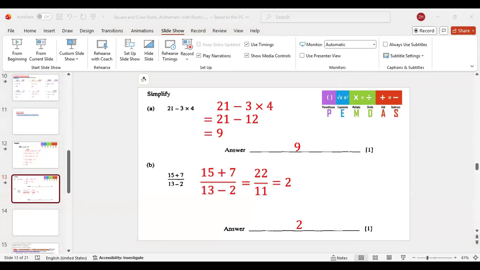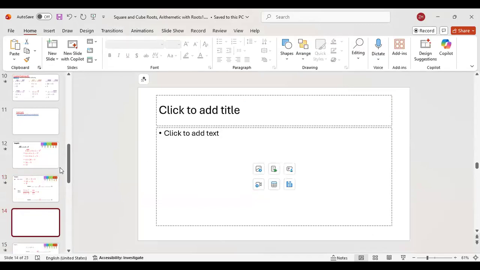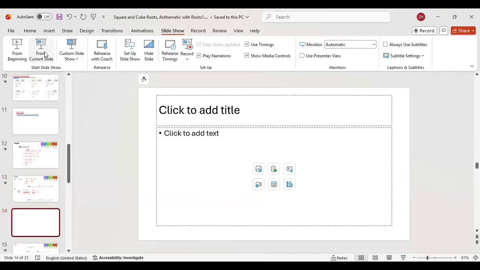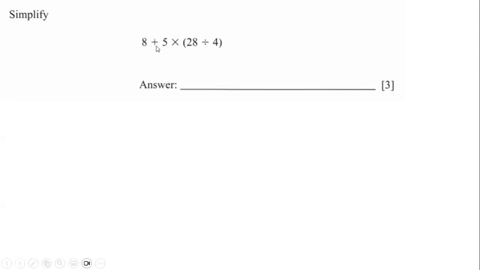We are on this one, right? Okay, good. All right. So it's gonna be our last one before the quiz. Again, if you do not understand it, just let me know so we could go over it. So let's go ahead and do this, right? We have 8 plus, this is a good one. We have 8 plus 5 multiplied by 28 divided by 4, right? So again, we have 8 plus 5 multiplied by 28 divided by 4.